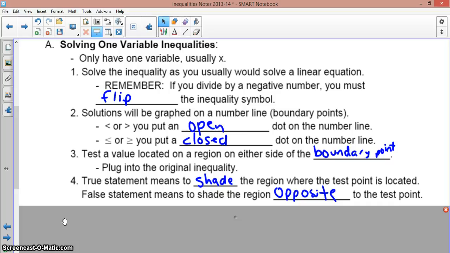You can also, as long as the x is on the left-hand side, look at which way the inequality is pointing. A less than means the shading has to go to the left, and a greater than means the shading has to go to the right. Again, that only works if the x is on the left-hand side.